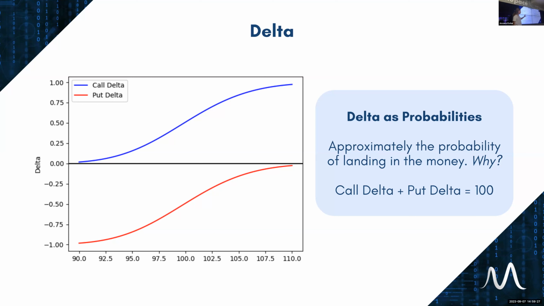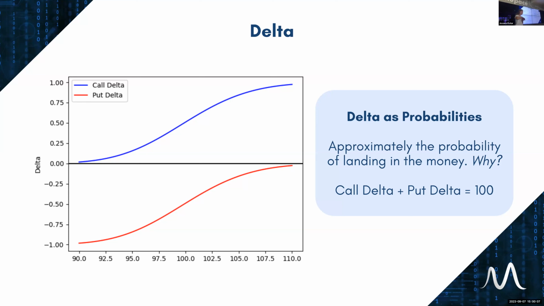Another way to interpret deltas is the probability that you will land in the money. So, for example, for a call, if you're out here, very in the money, your delta is almost 1, because there's like a 100% chance that you're going to land in the money. You're already so far in the money. And if you're at 0, then there's almost a 0% chance that you're going to land in the money, because your underlying is so low. And at the strike price, your probability of moving in the money is about 50%. So your delta is close to 0.5.